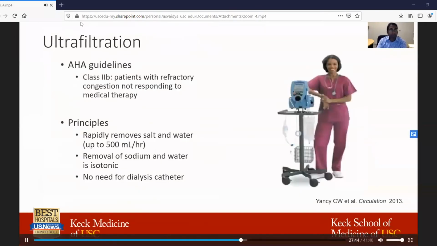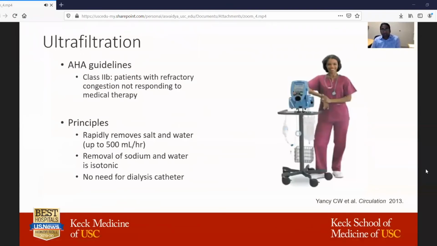So what about ultrafiltration, or removal of fluid through dialysis? The AHA guidelines give it a class 2B. So it could be used in patients with refractory congestion that are not responding to medical therapy. It basically just removes salt and water very quickly.